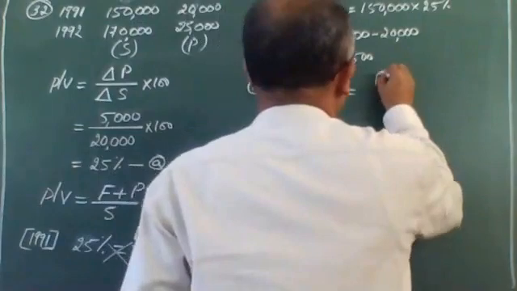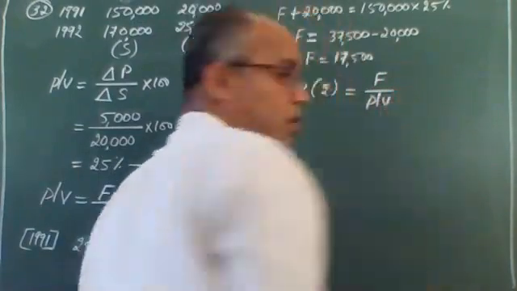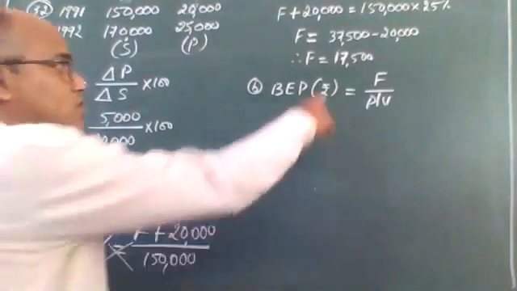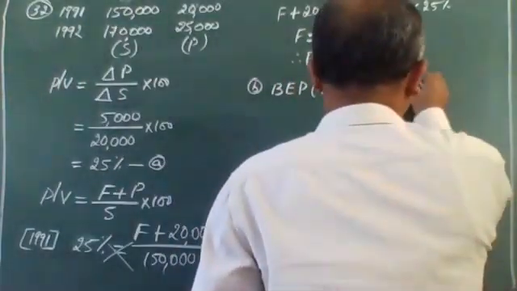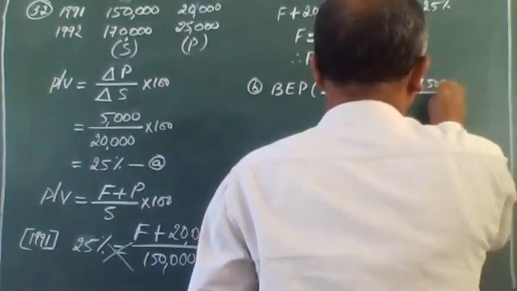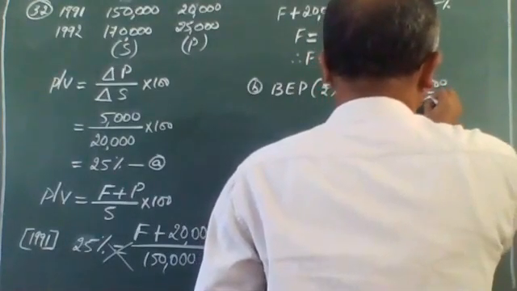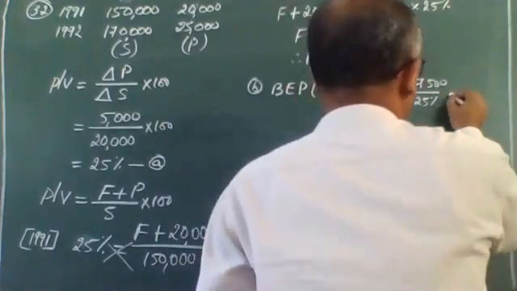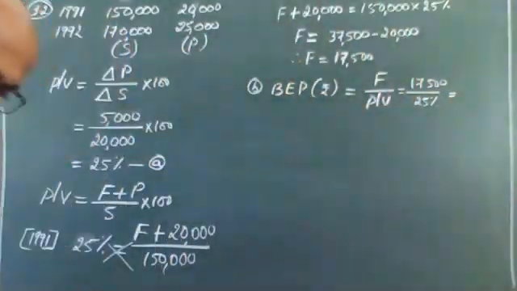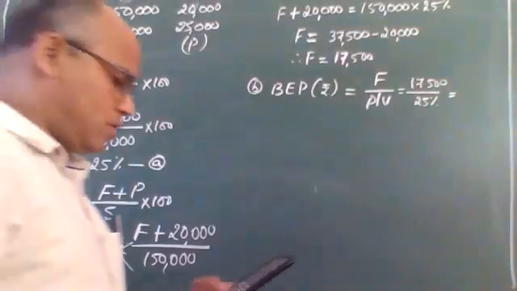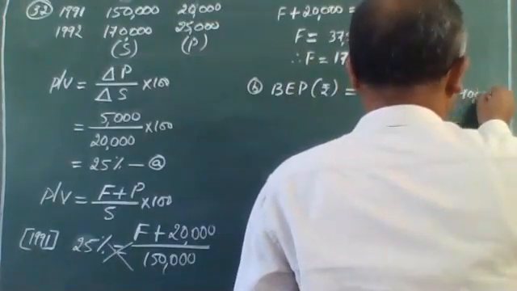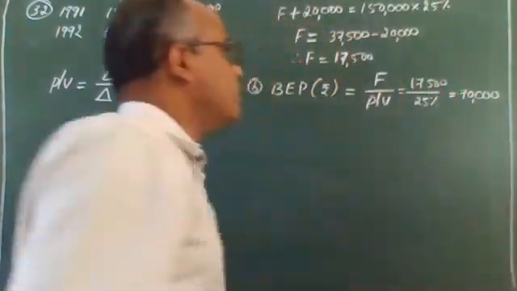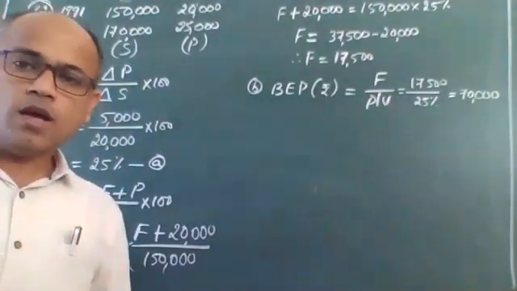What is the formula? Fixed cost by PV ratio. Do you have fixed cost? Just now we calculated 17,500. Do you have PV ratio? We have calculated 25%. So it will be 17,500 divided by 25%. When you calculate this, it is going to give you around 70,000. That's what the answer says. So 70,000 is your break-even point.